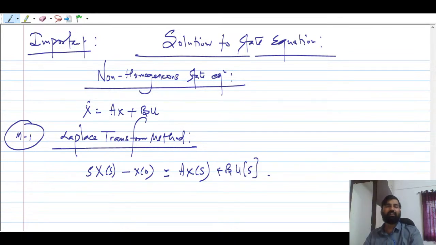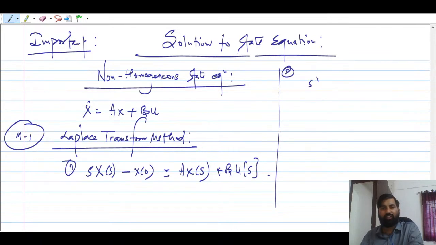So I'm applying the Laplace transform property, taking the Laplace transform on both sides. Now X(s) and X(s) you can take to one side. The second step is to bring s X(s) to this side, which will be minus A times X(s). And you take this x naught to this side, so x naught plus B times U(s). That is the input, B times U(s).